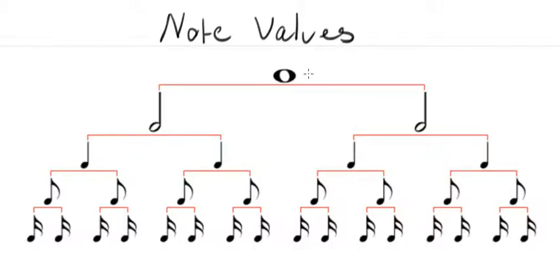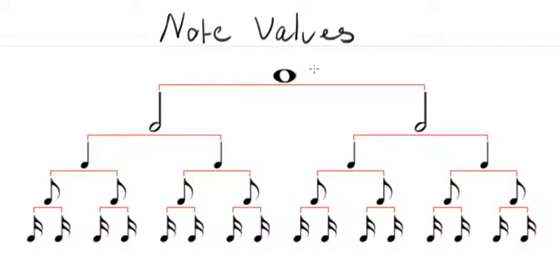So up the very top we have the largest note, and then as you can see in our value tree we've got notes divided up all the way to the bottom. These are not all the notes in music. We can get smaller notes than these ones right at the bottom. However, these are the most common.